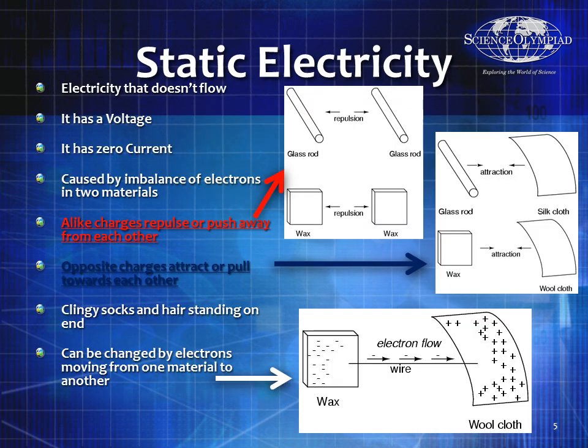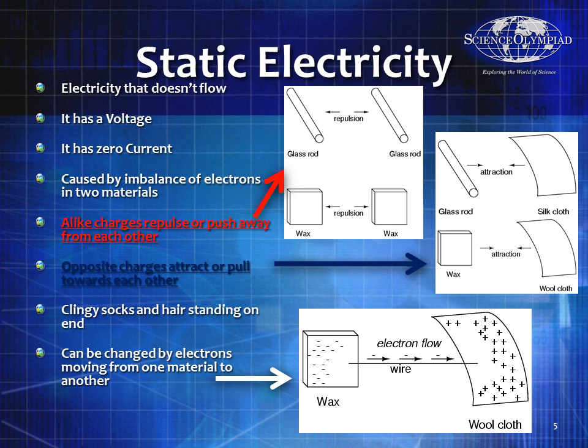So let's talk about static electricity. Static electricity is electricity that does not flow. In other words, it is static charges. It has a voltage, so think of it as being water that's not flowing but has a lot of pressure. It has zero current, so the thing that makes it static is that the charges aren't moving. It's caused by an imbalance of electrons in two materials.